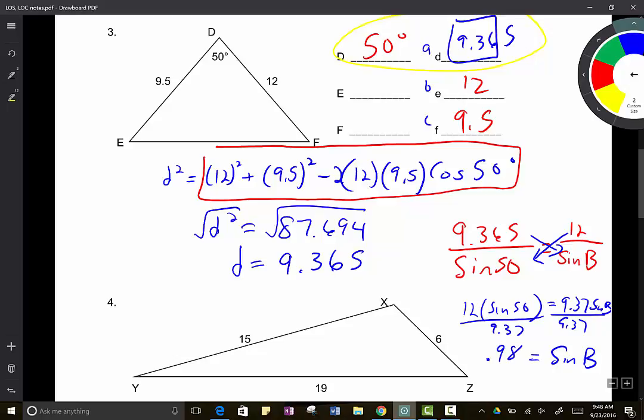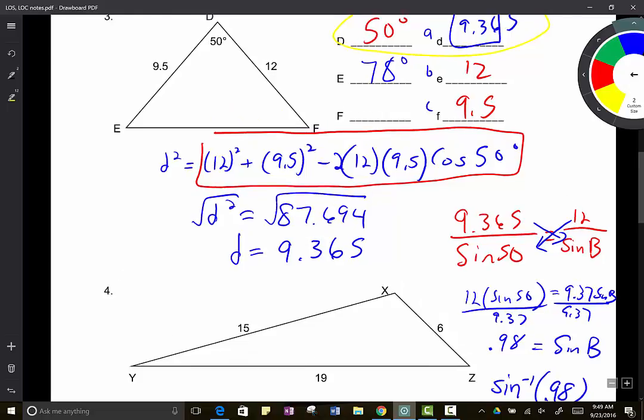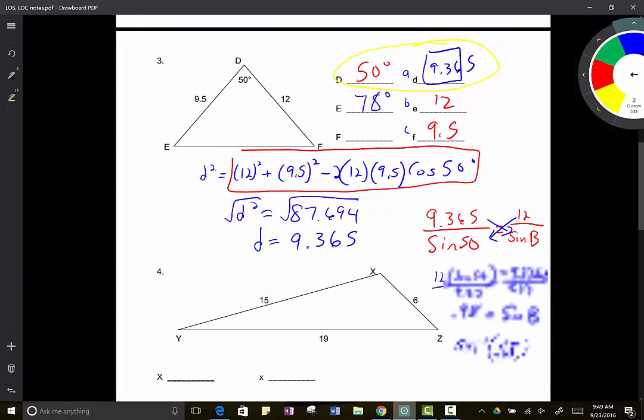And does that make sense? Sine of B is 0.98. Oh, we're looking for an angle, so we've got to use inverse sine. All of this connects from what you just did. When you are ever looking for an angle, you have to use inverse sine. So when I type that in, I get 78 degrees, and that is the angle that corresponds with 12. And how do we find our last angle? We do 180 minus 78 minus 50, and we get 52 degrees.